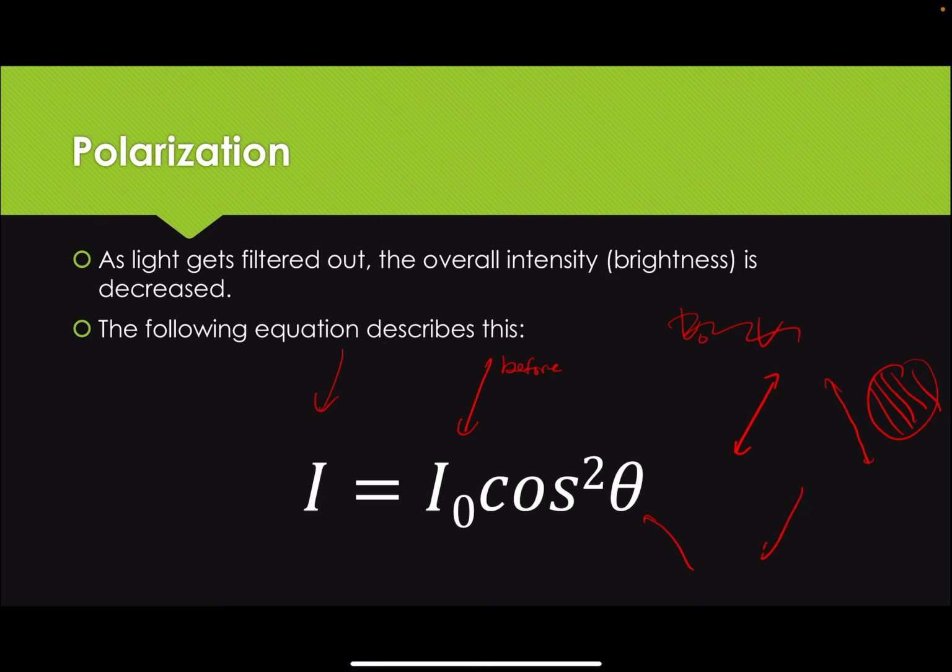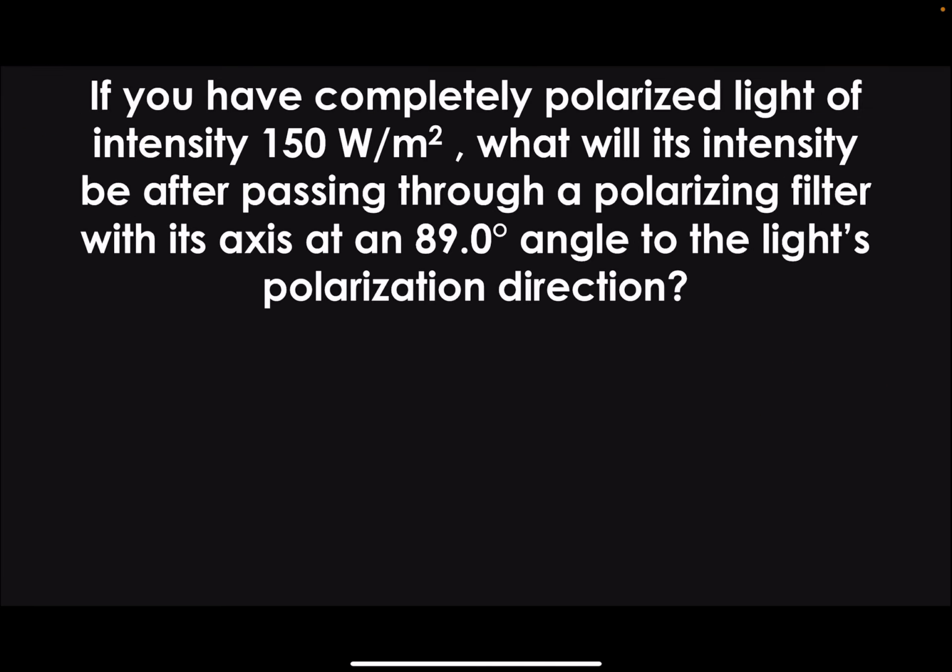If we have completely polarized light of intensity 150, and it's going through a polarizing filter that's at an angle of 89 degrees, we can figure out what intensity we're going to get afterwards. And we just throw it into the equation.